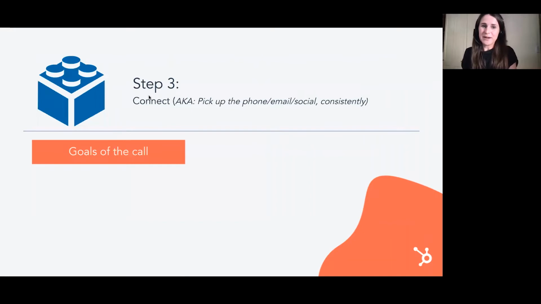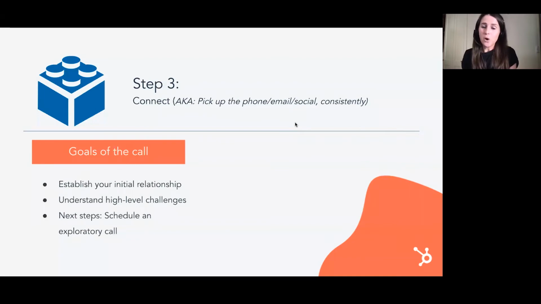As I said, step 3 is connect, which is picking up the phone or email or social. Social could be LinkedIn outreach, and doing it consistently. Consistency is key. So the goals of that connect call: number 1 is establishing your initial relationship. Depending on your market, rapport building is really important at the start, establishing that basis of trust. Then understanding that company's high level challenges. You're not going into super detail if it's only the connect call, but understanding their high level challenges is important at this stage.